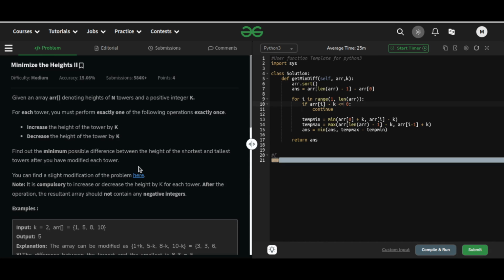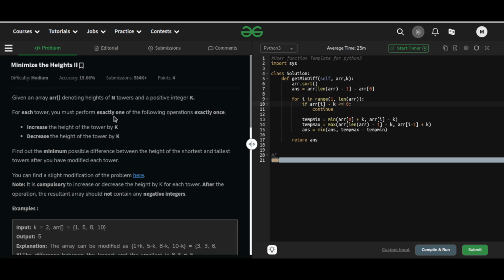Hello guys, in this video we are going to discuss the solution of the problem minimize the heights. So let us look at the problem statement. The problem statement says given an array ARR denoting height of n towers and a positive integer k.